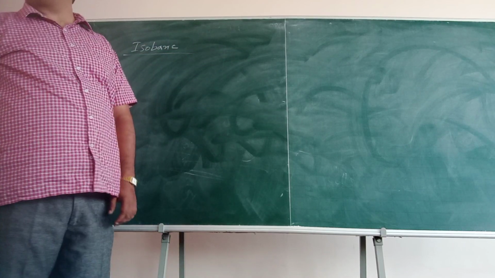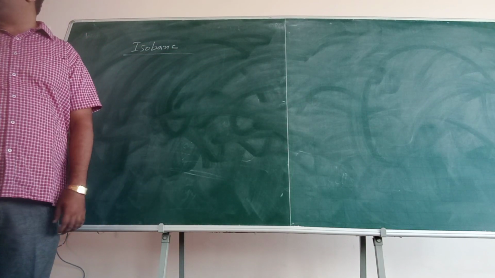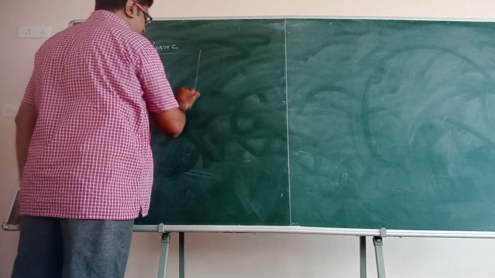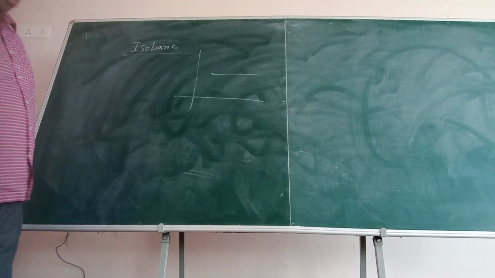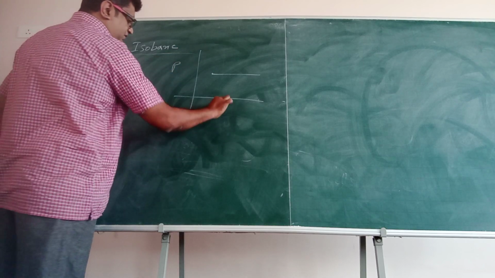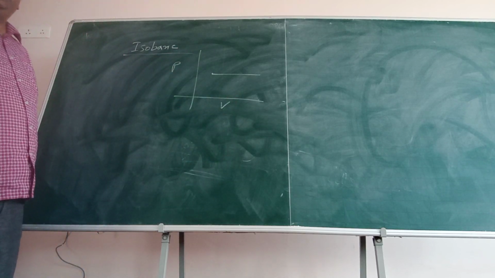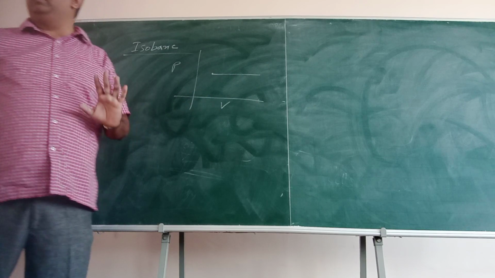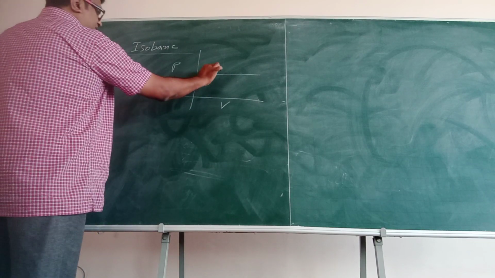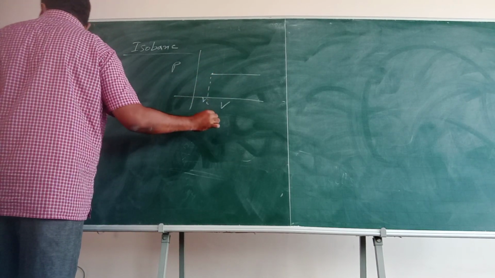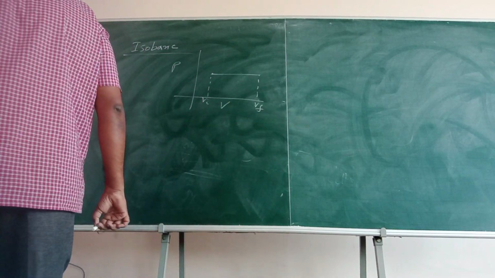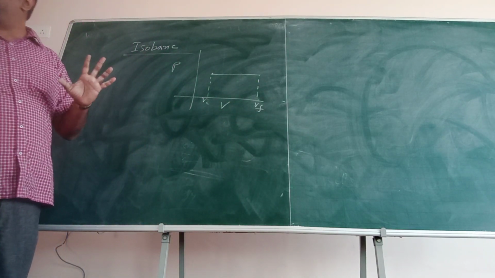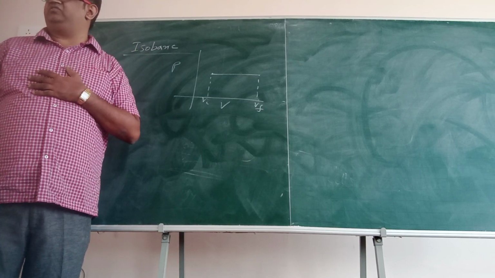Isobaric means constant pressure. So what is the PV diagram? The PV diagram is like this, yesterday I told you. This is your pressure axis, this is your volume axis. So constant pressure, but the volume is changing. Initial volume here is something else. This is Vi and this is the final volume. Volume is changing, but in the system the pressure is constant.